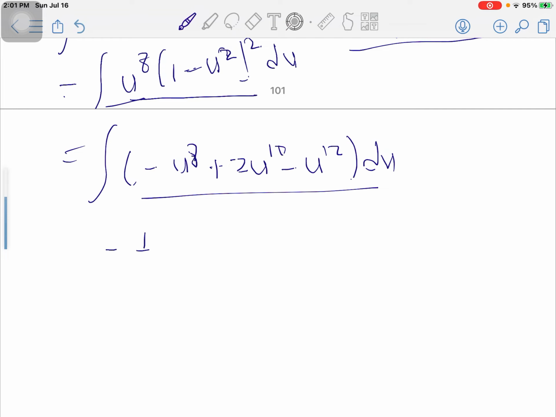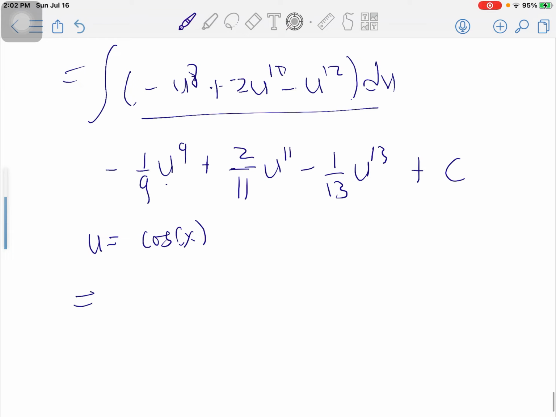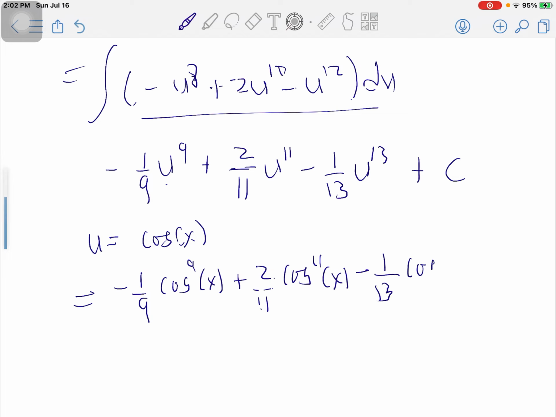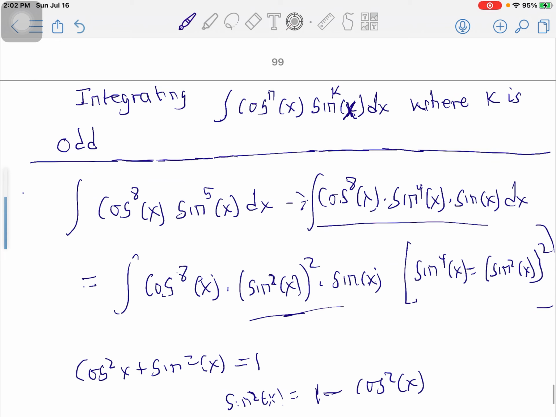So in this case, for the u power 8 here, we are going to get negative 1 over 9 u power 9. That's the power rule, right? Plus 2 over 11 u power 11 minus 1 over 13 u power 13 plus your constant of integration, which is c. But remember that in the initial stage, you said let u equal to what? cos x, which we didn't temper with. And therefore, having u here, we can substitute it back, and you are going to get negative 1 over 9 cos power 9 of x plus 2 over 11 cos power 11 of x minus 1 over 13 cos power 13 of x plus c.